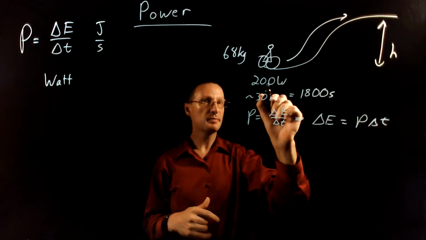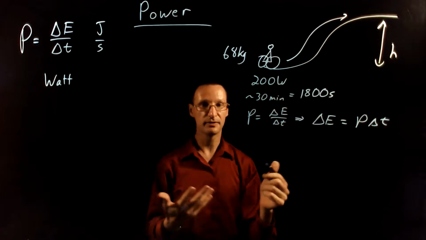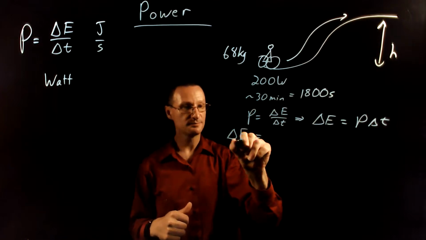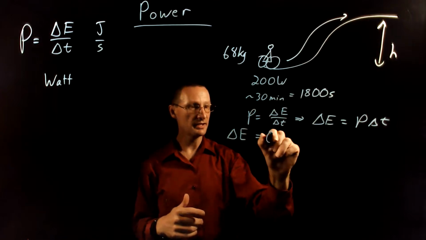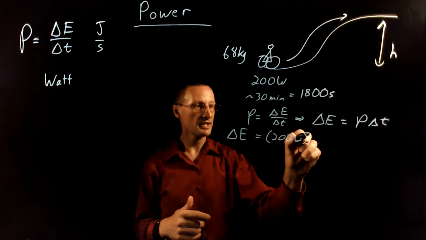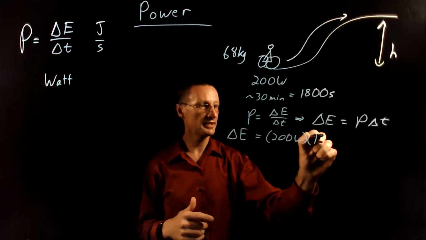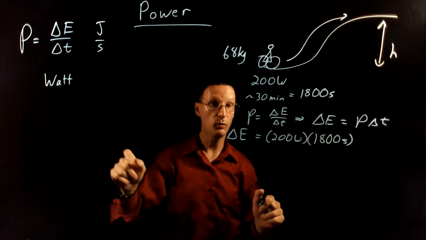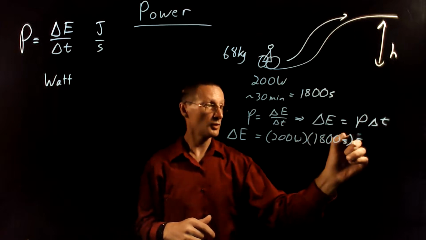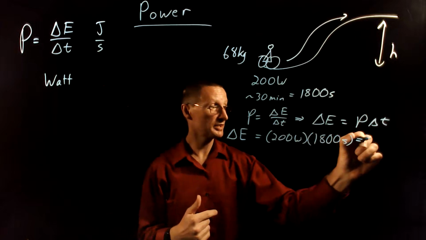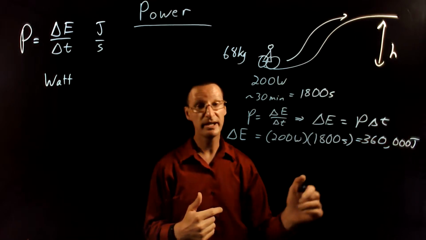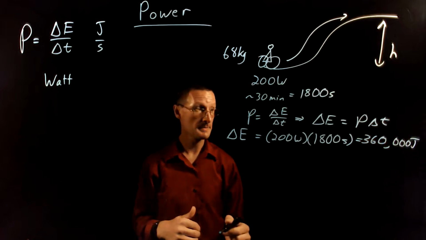Well, we know the output power is 200 watts and we know the time interval, so we can actually compute this. So the energy transformed is going to be the 200 watts times the 1800 seconds. And we need to use the seconds because a watt is a joule per second. And so when we compute that number, we actually get 360,000 joules, or 360 kilojoules.